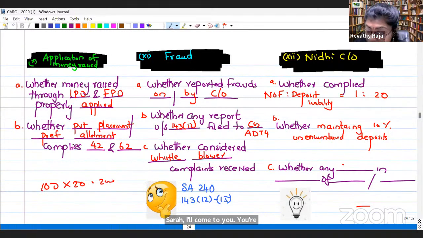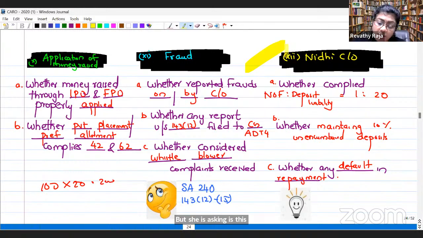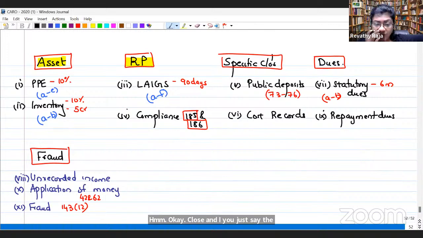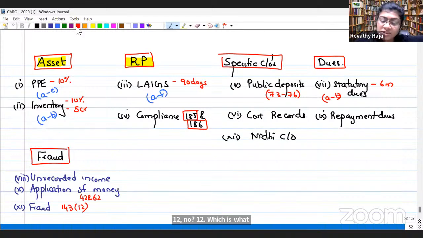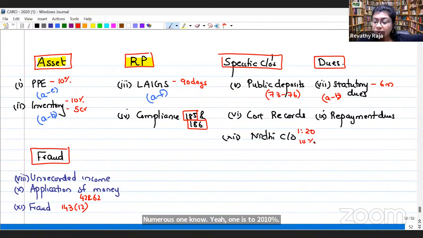You're right. Last one. Whether any default in repayment of interest, etc. But as she is asking, is this clause general or specific clause? This is specific. But you want to know which were the other two clauses which we said specific. Clause 5, public deposit. 6, cost records. Now, which clause? Clause number 12, which is what company? Nidhi Company. Any numerics is there? Yeah, 1:20, 10%. Why I am doing like this numerics, you know? They might ask you or test you for MCQ. That's why in the chart we are preparing like that.